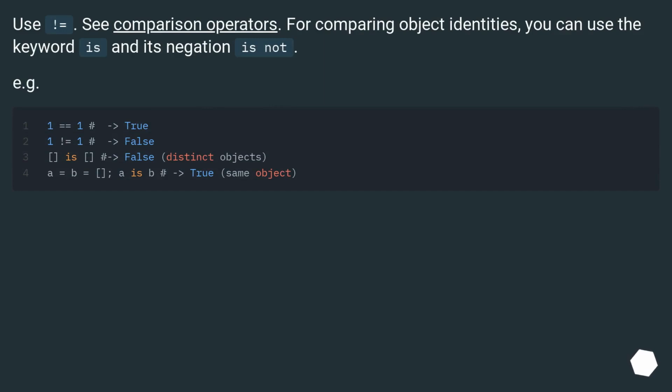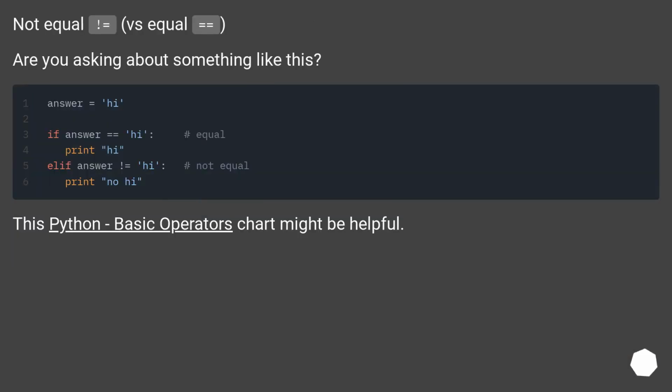Use not equal. See comparison operators. For comparing object identities, you can use the keyword is and its negation is not. For example, not equal versus equal equals equals. Are you asking about something like this?